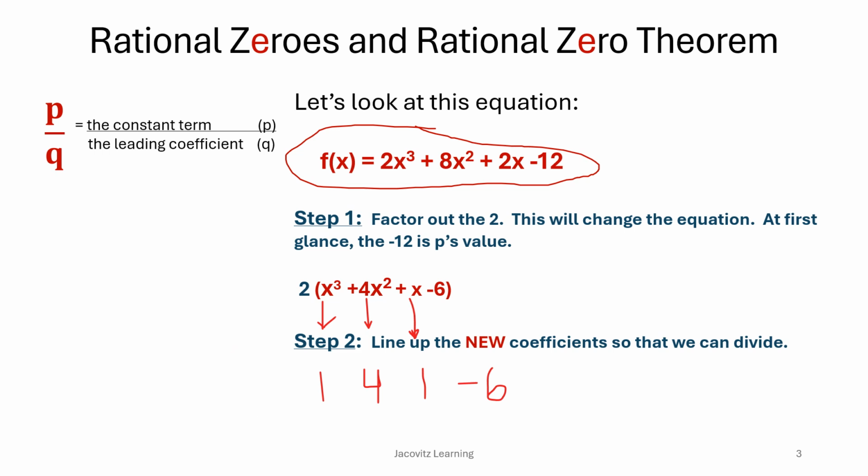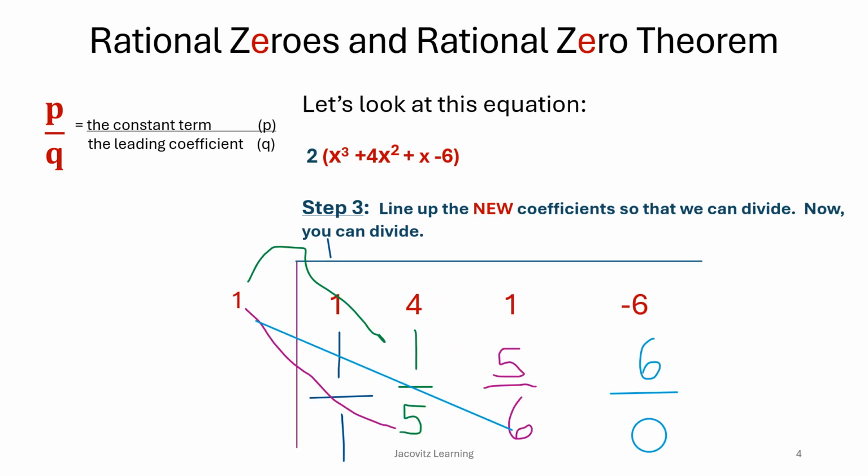And then the equation becomes 2 times x cubed plus 4x squared plus x minus 6. So 2 times x to the third plus 4x to the second power plus x minus 6. And then your coefficients are now going to be 1. Ignore this 2, it's factored out. It's going to be 1, 4, 1, and negative 6. Don't forget to include that.